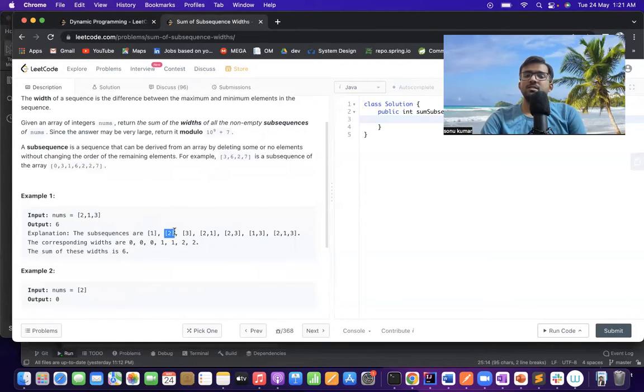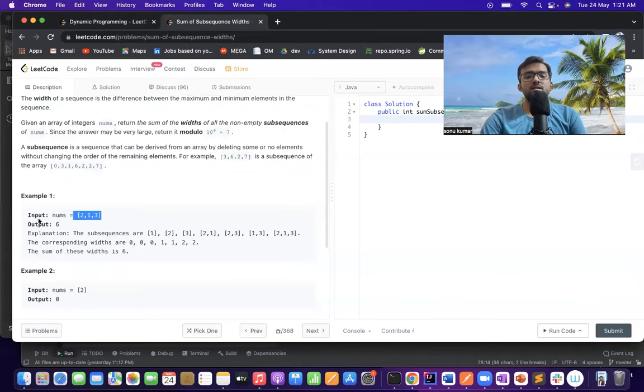Similarly for 2, the max and min will be again 2, the difference will be 0. Again for 3, the max and min will be 3, that's why the difference is 0. For the pair 2 and 1, the max and min are 2 and 1, so the difference will be 1. Similarly for 2 3, the difference will be 1. For 1 3, the difference will be 2, and for the full one the min is 1 and max is 3, so the difference is again 2. If we sum all these differences, the total will be 6. So the width of the subsequences is 6.